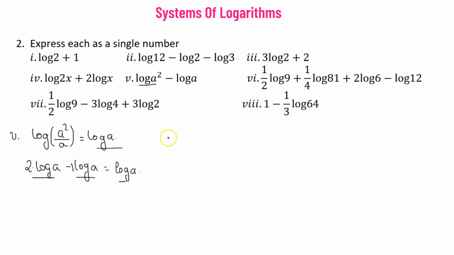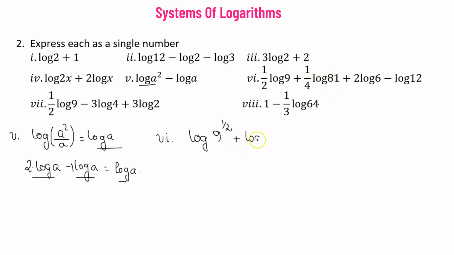Let's go to problem number 6. Then again, for problem number 6, there is not a single way. There will be multiple ways of solving the same problem. So I'll be using this method. So we have half log of 9. What we'll do is raise 9 to the power of half. So we have log of 9 raised to the power of half, plus we have 1/4 multiplied by log of 81.